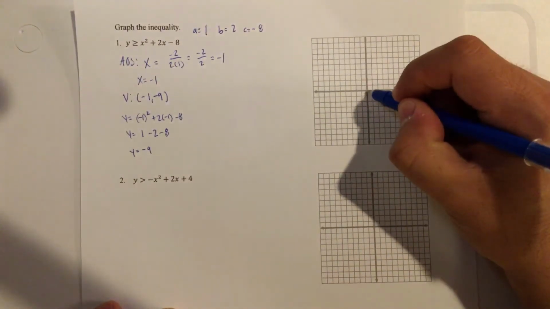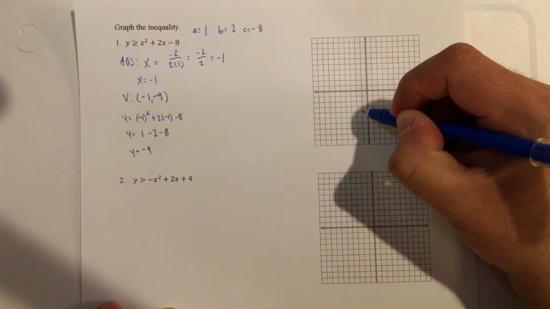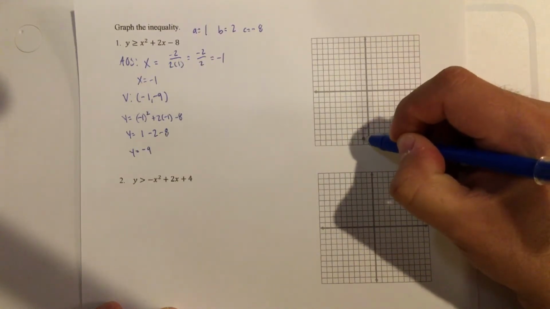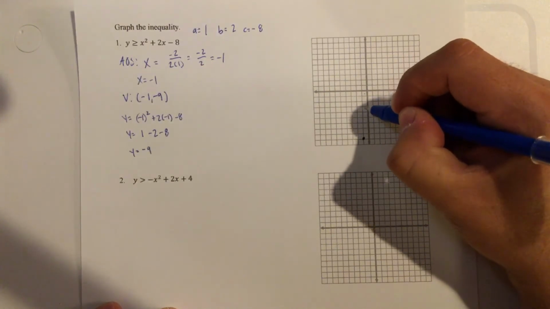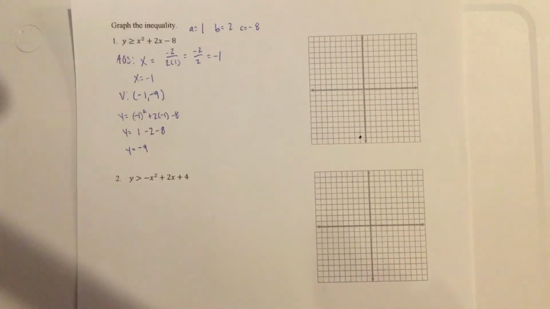So from here we go left 1 and then down 9. 1, 2, 3, 4, 5, 6, 7, 8, 9. Yep, there we go. Just have to make sure to verify.